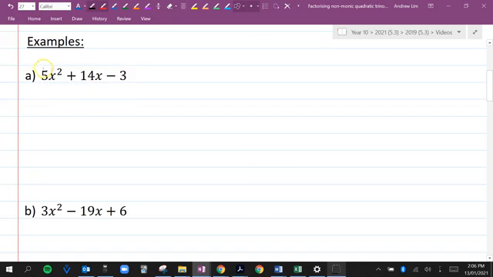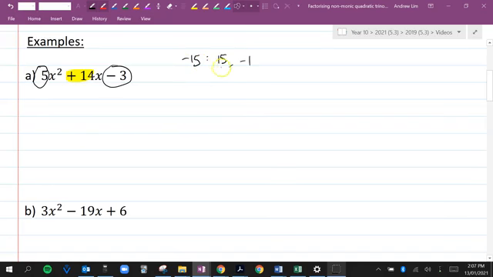So in order to do this, we need to multiply those two terms, the first and the last. We're only looking at the numbers. So 5 times minus 3 is minus 15. And we're looking for two numbers that multiply to negative 15, but also add to positive 14. The two numbers are 15 and minus 1. Okay, 15 times minus 1 is minus 15, and 15 plus minus 1 is positive 14.